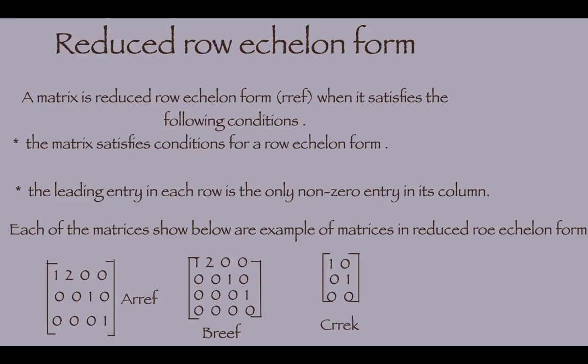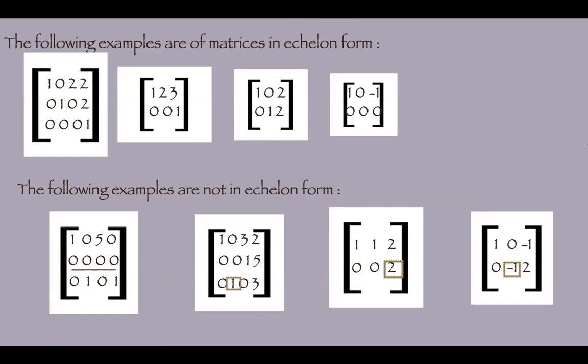You can observe there. Next, the following examples are matrices in the echelon form. These examples are row echelon form. Here also you can see that the last row has three zeros and the second row has 1 zero. So here also clearly the rows are getting reduced.